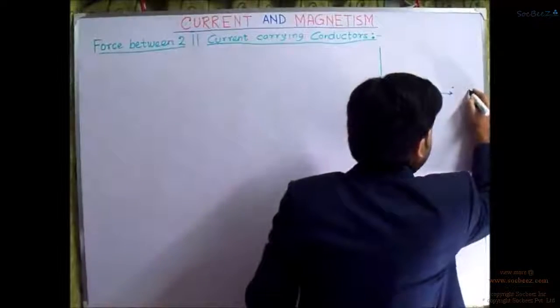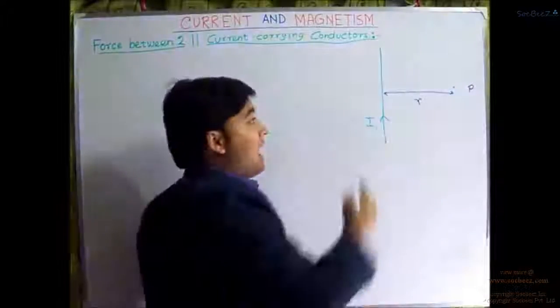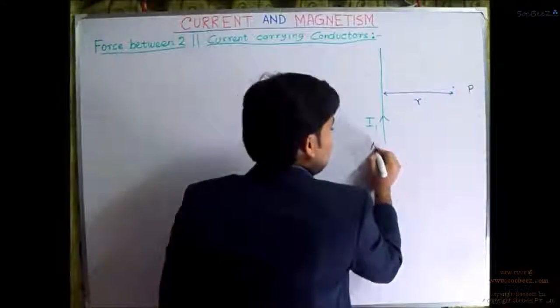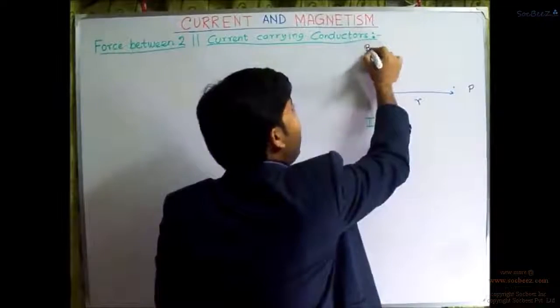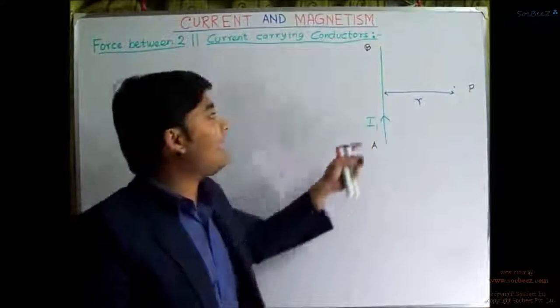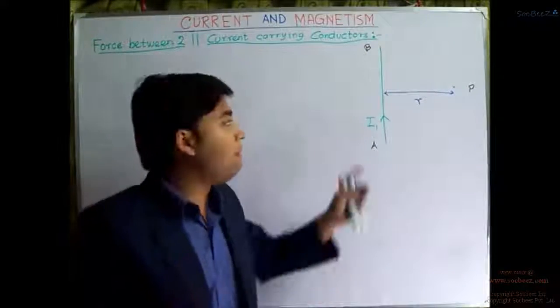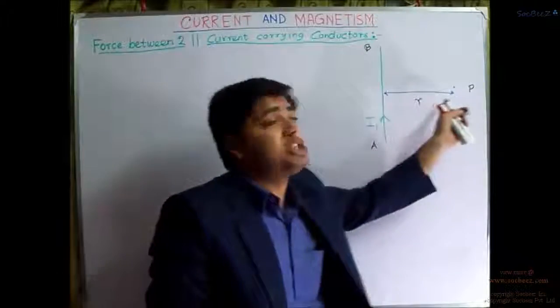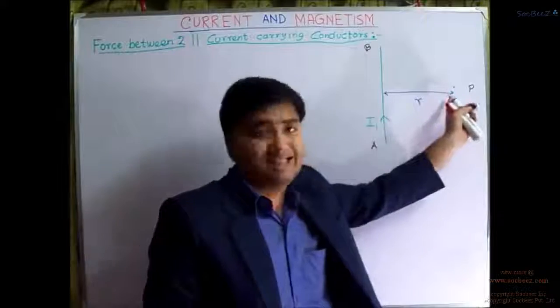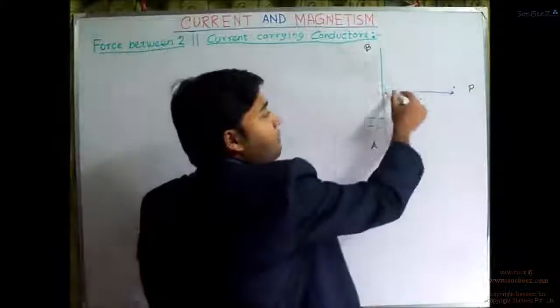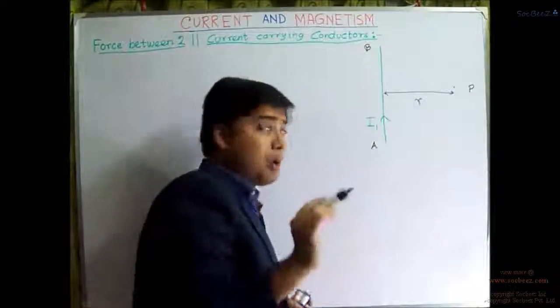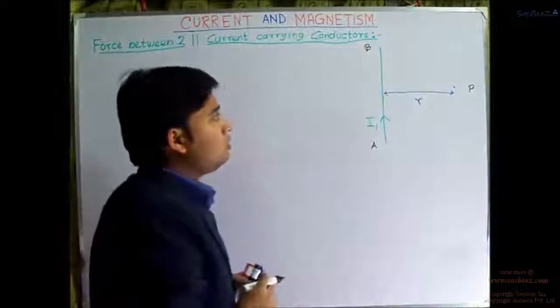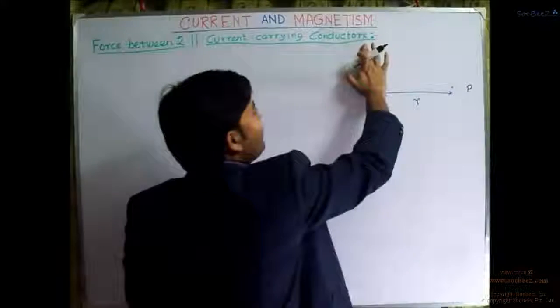And the value of the magnetic field that will be produced at this point, let us call this point P, and this current carrying conductor AB, and this point P is separated by a distance of R, which is the shortest distance, which means this will be the perpendicular distance. Let us take this foot of the perpendicular as C.